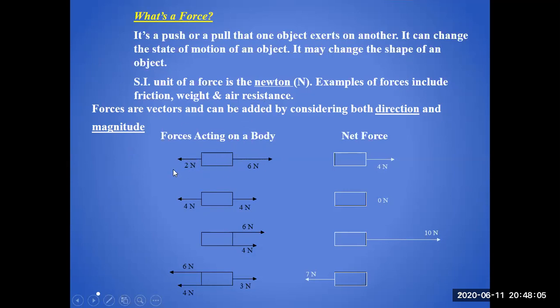Here it is 2 Newton force. Here it is 6 Newton force. What will be the net force? Net force is because you are adding these two, and while adding, you have to subtract due to different directions. 6 minus 2, that is 4 Newton.